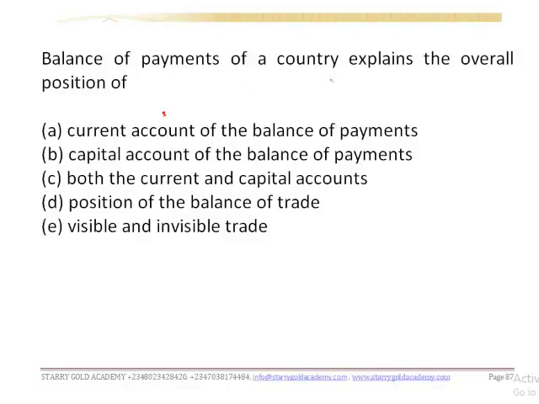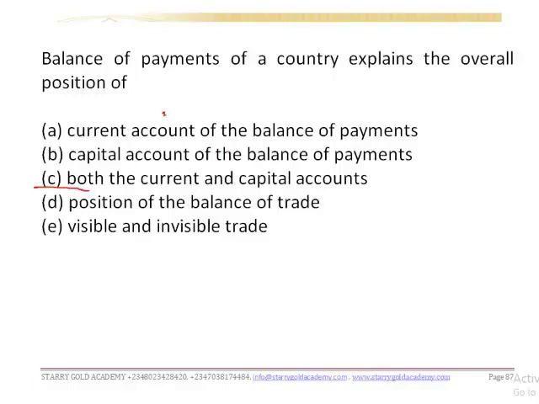So when I talk about balance of payment, explain the word overall position: both the capital account and the current account. Focus on it, because balance of payment usually deals with both. Option C is the answer, both accounts. We are trying to maintain the balance between the current and capital accounts together.